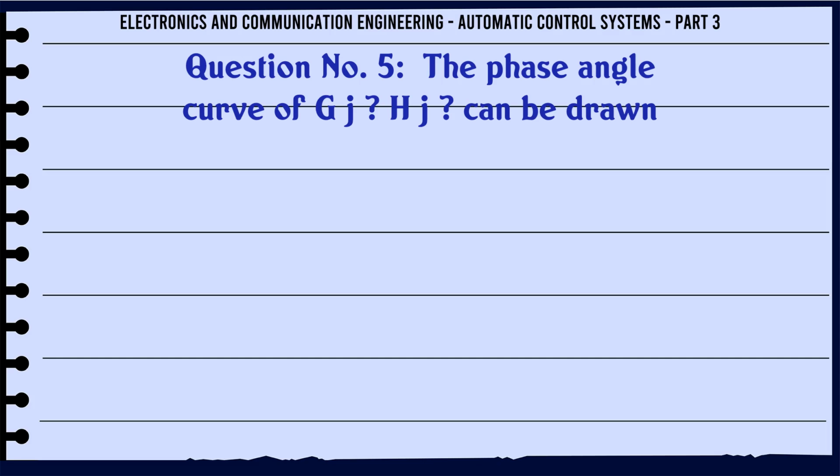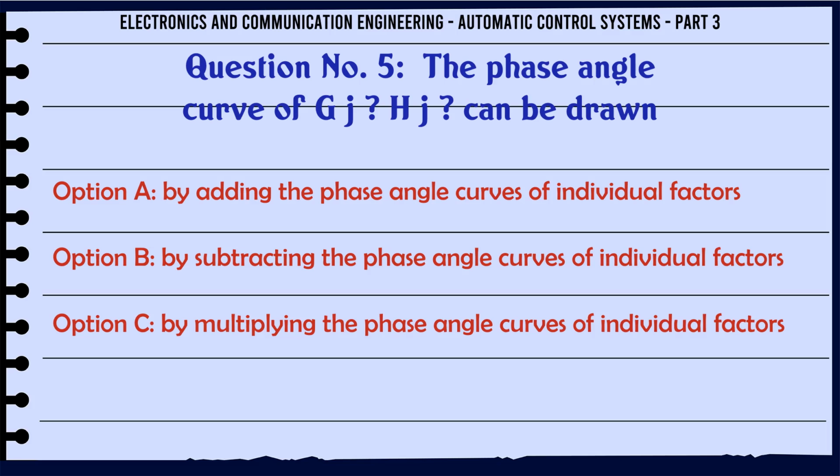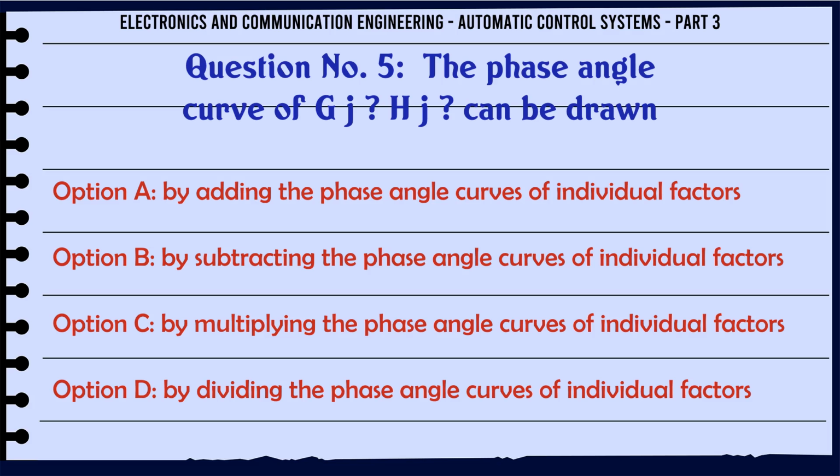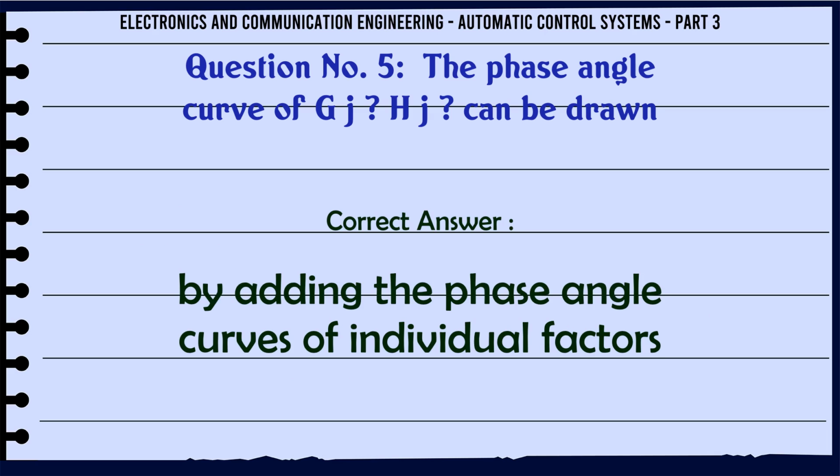The phase angle curve of G(jω)H(jω) can be drawn A. By adding the phase angle curves of individual factors. B. By subtracting the phase angle curves of individual factors. C. By multiplying the phase angle curves of individual factors. D. By dividing the phase angle curves of individual factors. The correct answer is by adding the phase angle curves of individual factors.